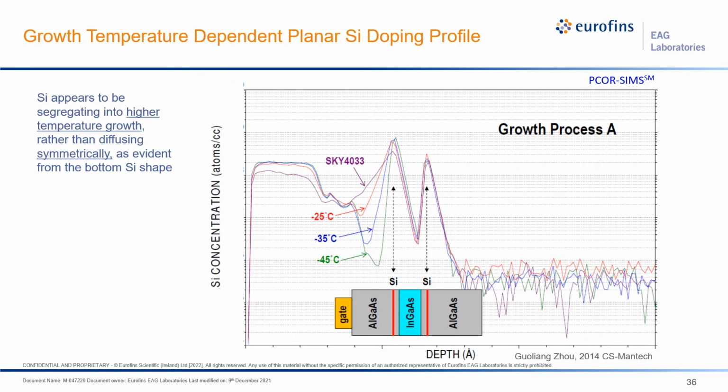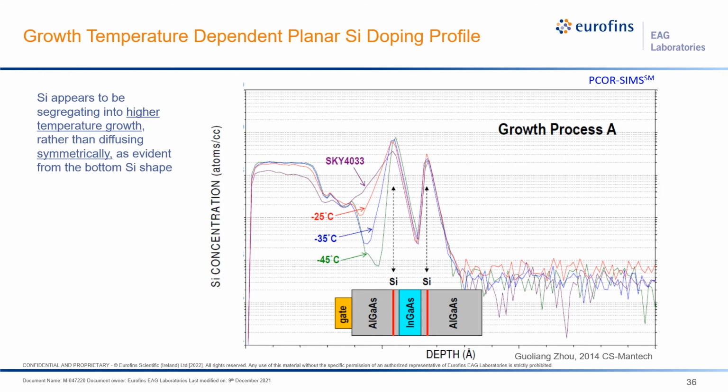Here's another example of how this PCOR-SIMS method with high depth resolution can be used in the development of pHEMT structures. This is a structure where the Schottky is grown at different temperatures. And as you vary the temperature, you see the shape of the silicon in the Schottky region is changing. The important fact here is that as you change the temperature, it only changes the silicon profile shape in the layers above, not at the bottom.